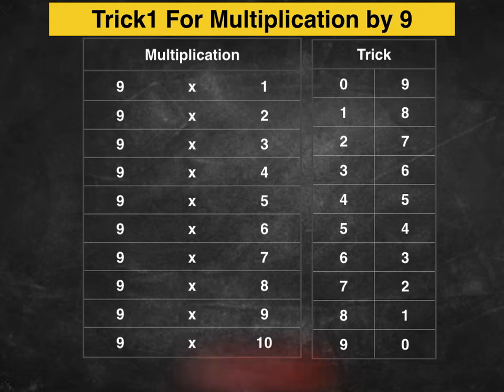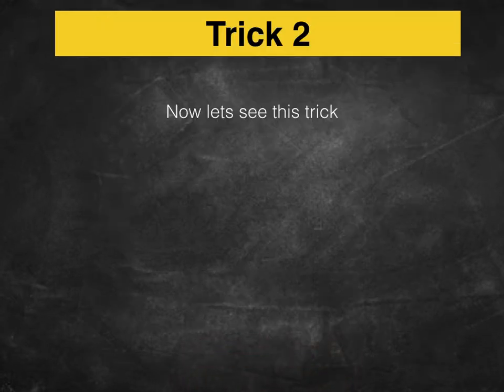So let's move on to the second trick. Now let's say we want to multiply a bigger number by 9. So what do we do? Here I've got an example of 28 by 9. So 28 into 9 is 252. Now how do we get this 252?